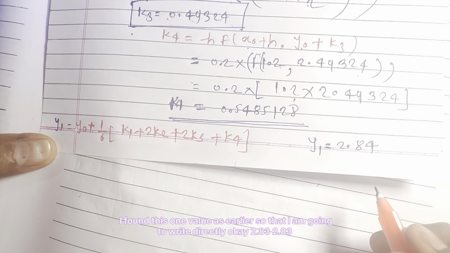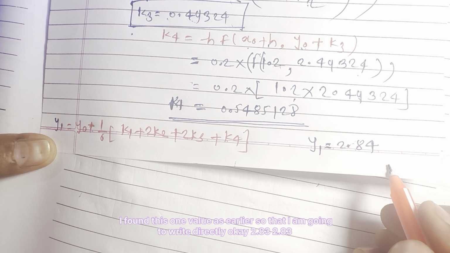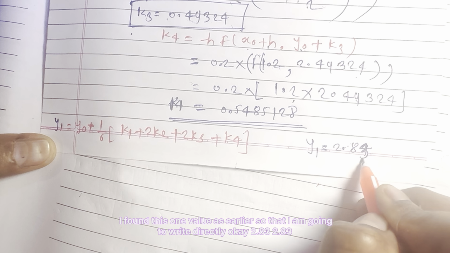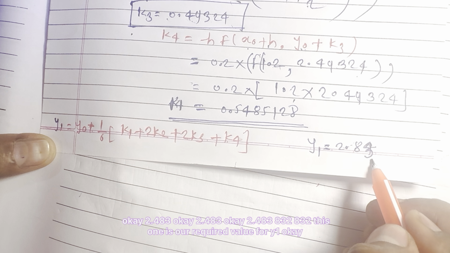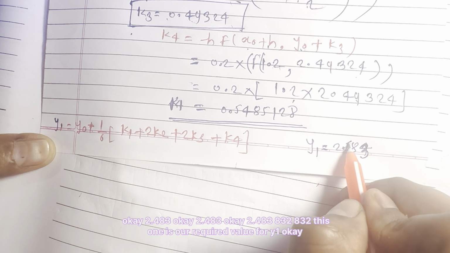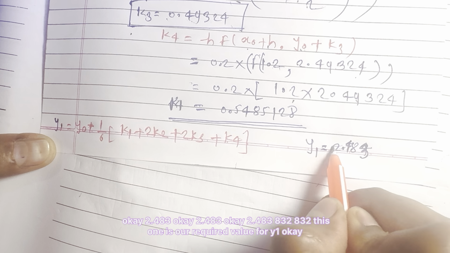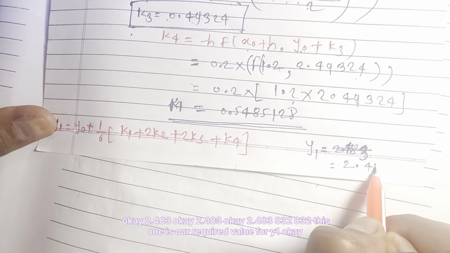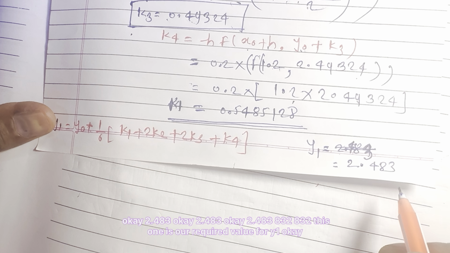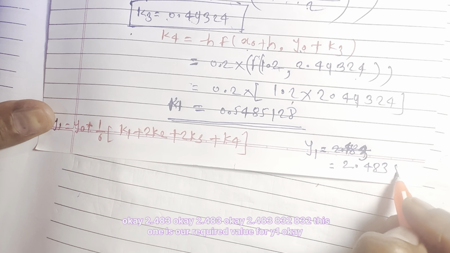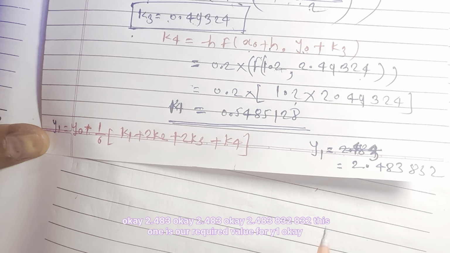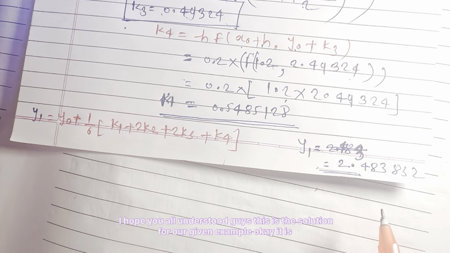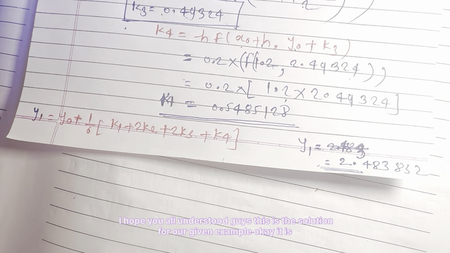I found this value earlier, so I'm going to write it directly. Let me write again, 2.483832. This is our required value for y1. I hope you all have understood, guys. This is the solution for our given example.